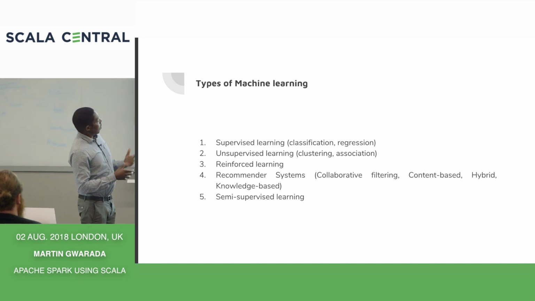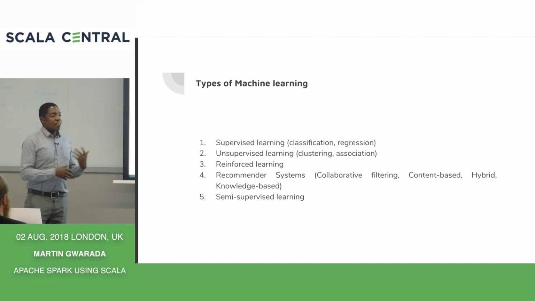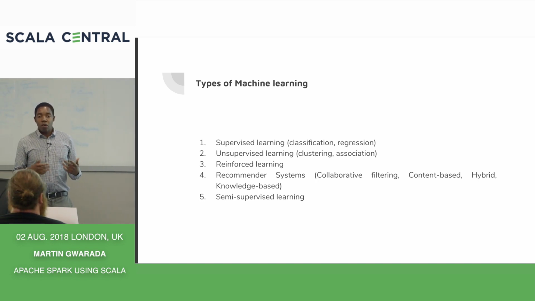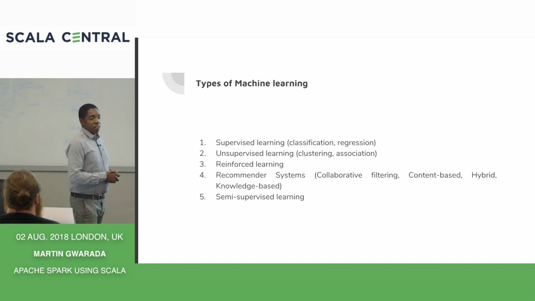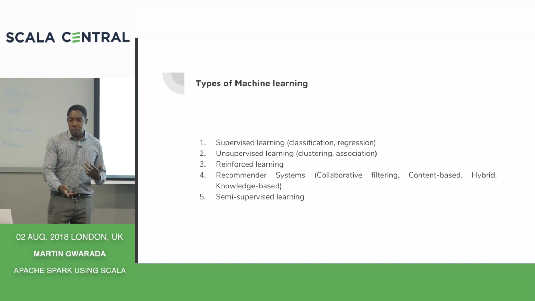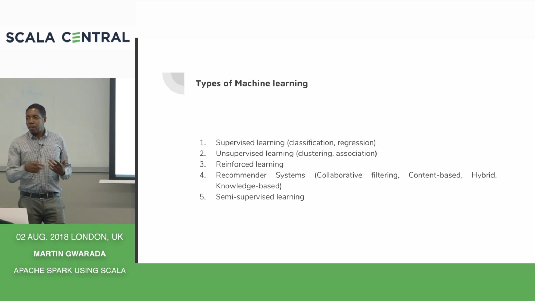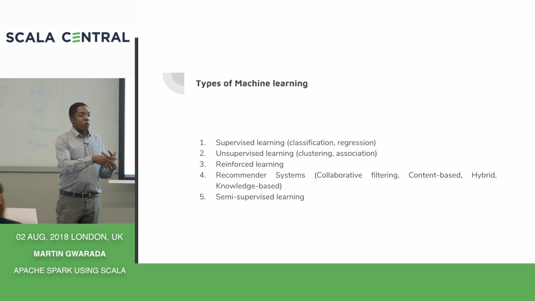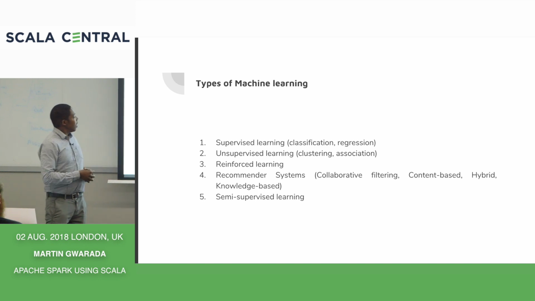Then we've got reinforcement learning. This tends to happen a lot of times with robots. For instance, how many of you are aware of the iRobot, the vacuum cleaner? It might be going around the room, and as soon as it hits a wall, next time it knows there's a wall. So that's kind of like reinforcement learning.